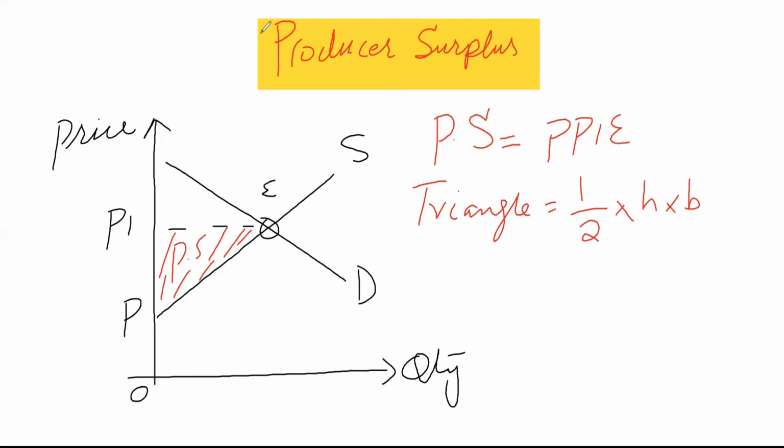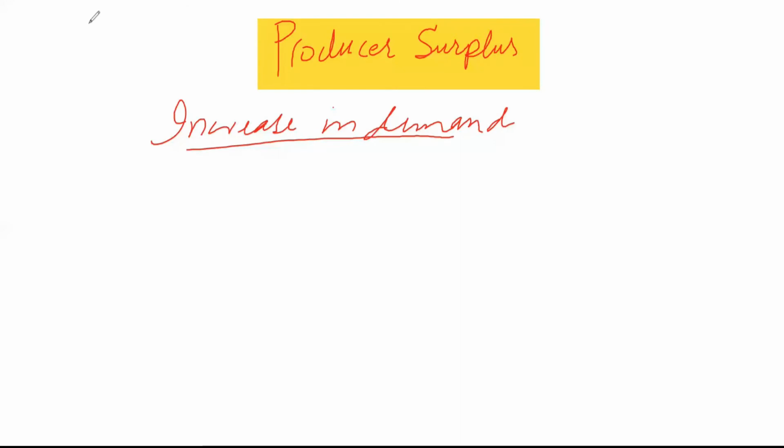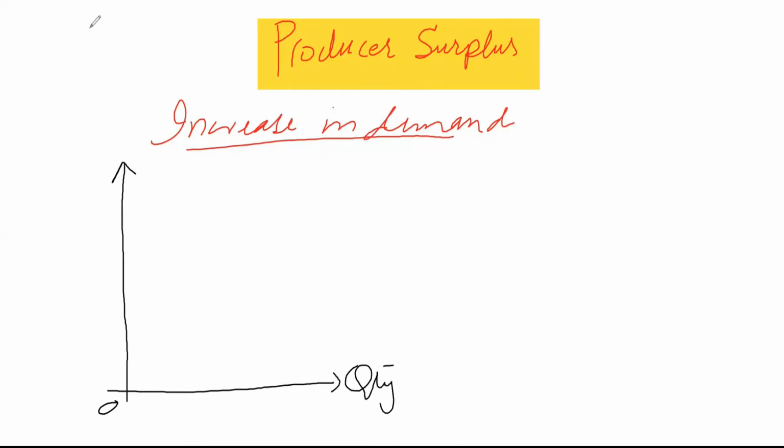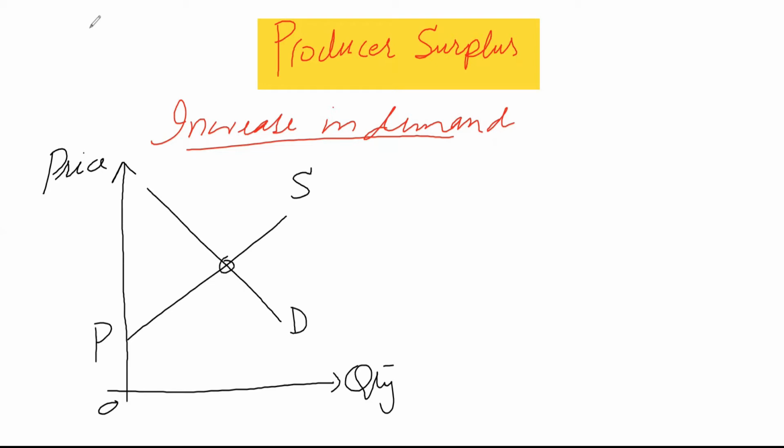Well, now we can see how producer surplus changes due to changes in demand. For example, if there is increase in demand, then what will happen to the producer surplus? We can see it with this graph, and price P is the producer's willing price and equilibrium is set at point E where market price is P1. So initially we can see that producer surplus is the triangle P, P1 and E.